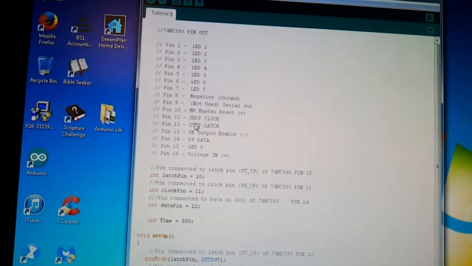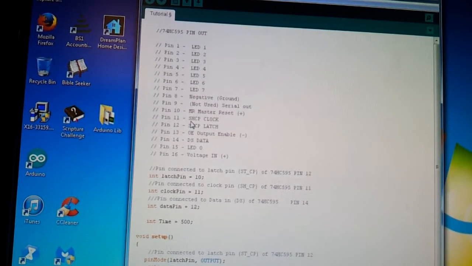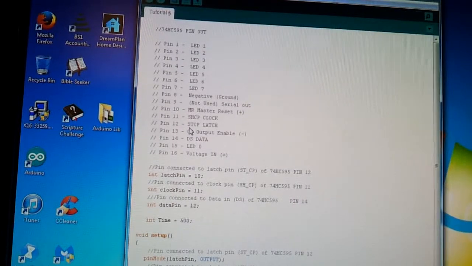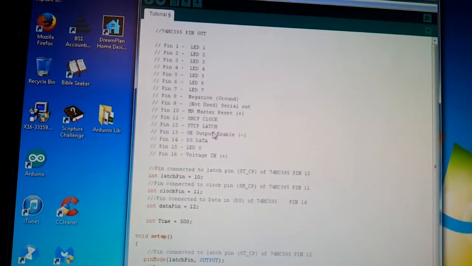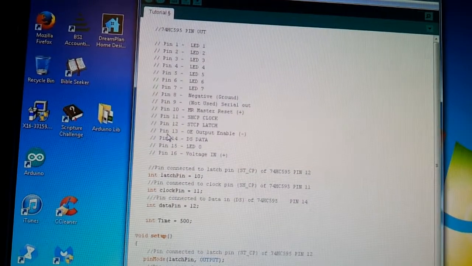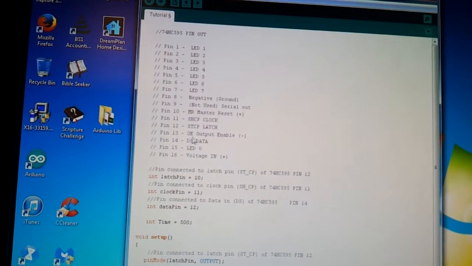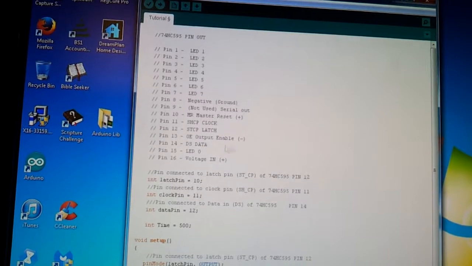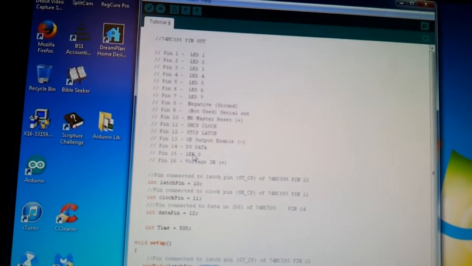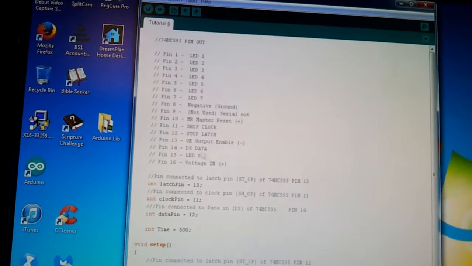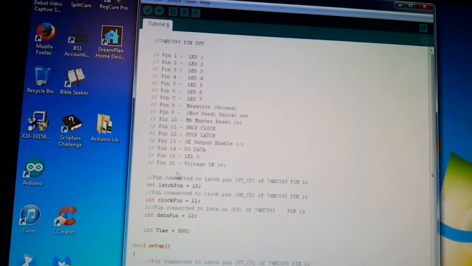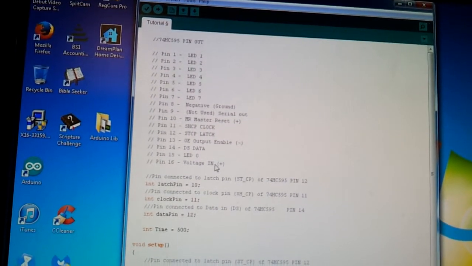Pin 11 is the SHCP, or the clock. Pin 12 is the STCP, or the latch. I call it a latch. Pin 13 is the output enable, so in this circuit it's negative to enable output, positive to stop the output. Pin 14 is the data pin, DS. And then pin 15 is the LED 0. And then pin 16 is the positive.